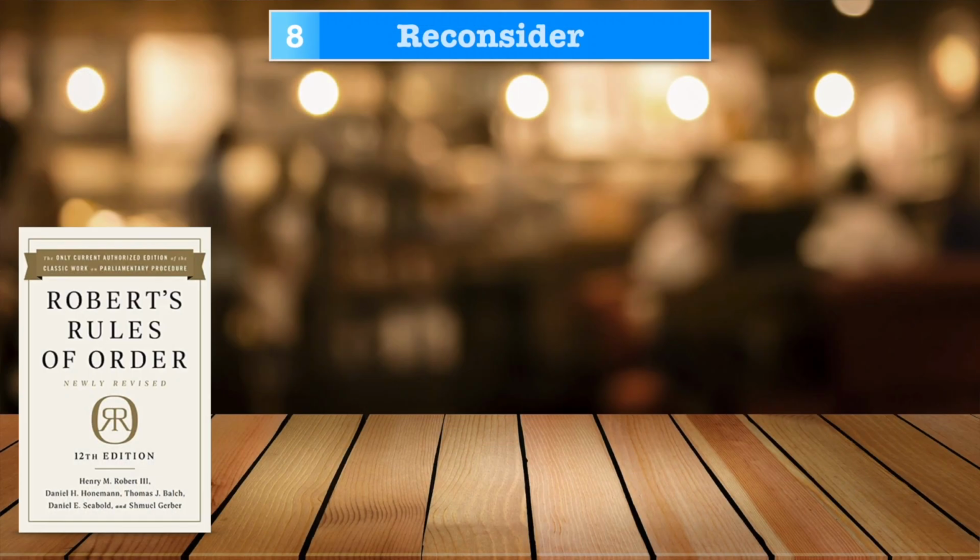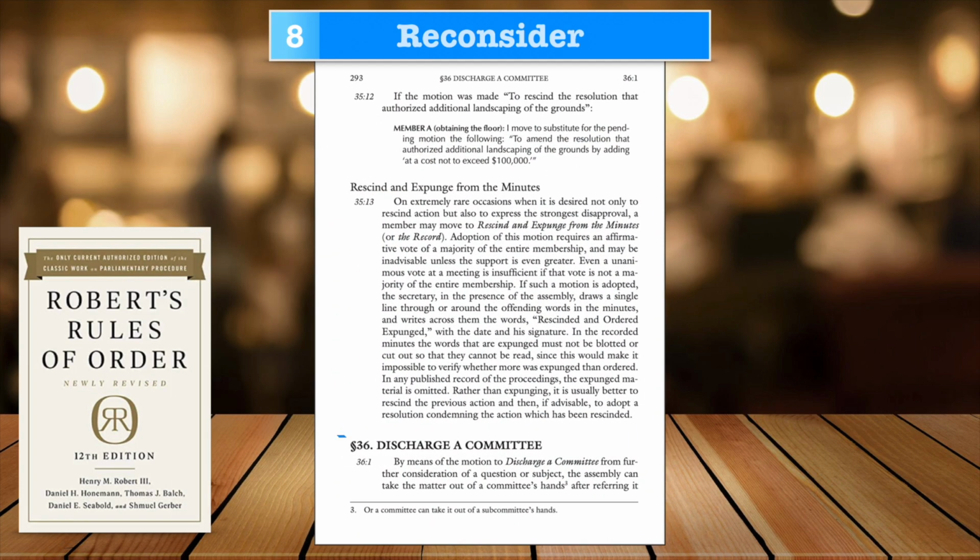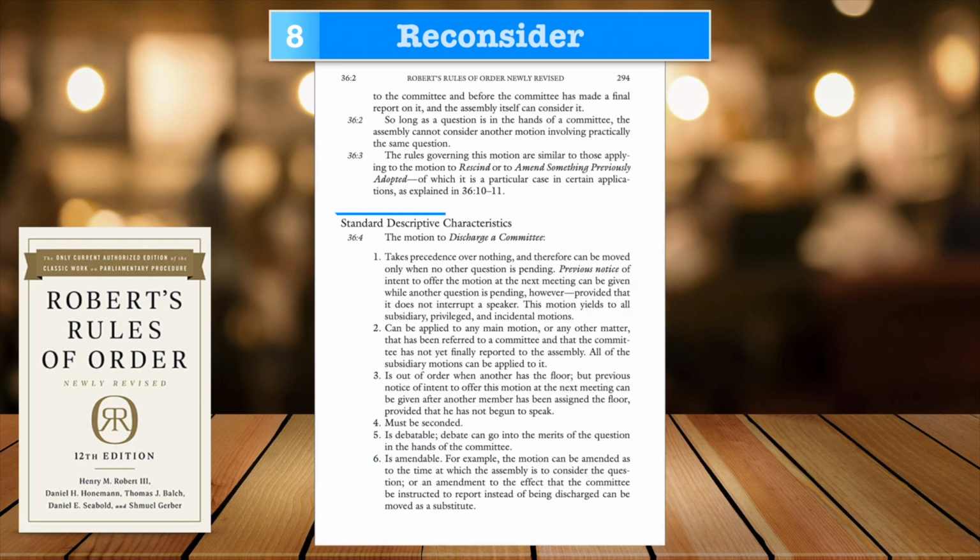Well, for an example, let's open Robert's Rules of Order Newly Revised, 12th edition, and look up discharge a committee, which is the motion that's used when a matter has been referred to a committee and the Assembly wishes to take that matter out of the hands of that committee. If we turn one page, we see the standard descriptive characteristics in paragraph 4.